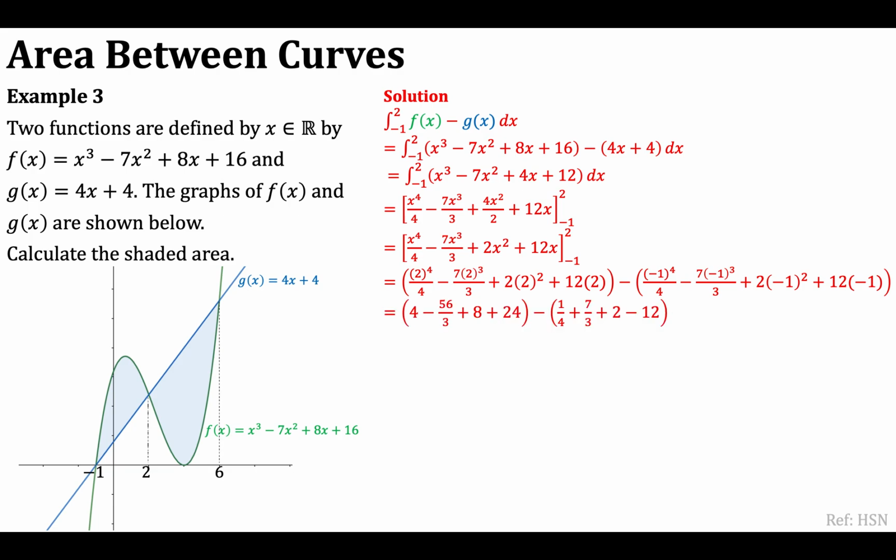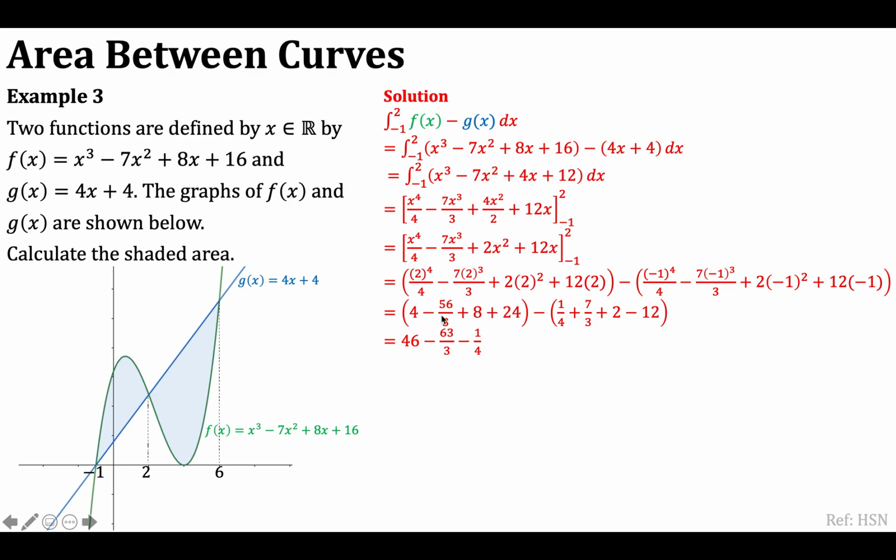Our first bracket gives us 4 minus 56 thirds plus 8 plus 24. And we're subtracting 1/4 plus 7 thirds plus 2 minus 12. And we can now look at all of our whole numbers. So I've got 4 plus 8 plus 24, which is 36. I'm subtracting my 2 here to give me 34, and then I'm adding 12, so that gives me 46.